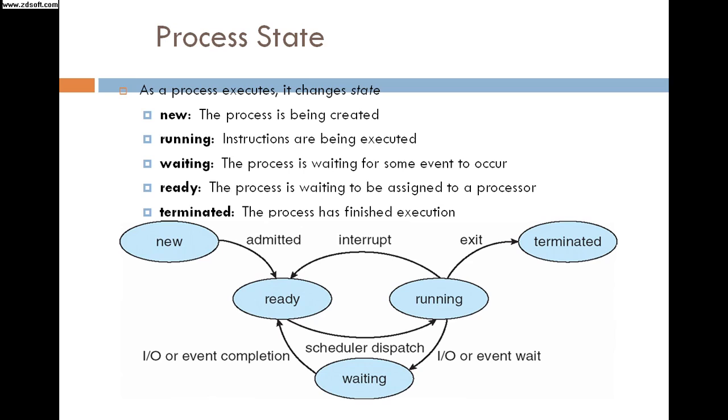With the help of the scheduler and dispatcher module, the process is picked from the ready state and executed by the CPU. In between, if any hardware or software interrupt occurs, the process is again put into the ready state. Once its turn is given, the process continues its execution and finally it gets terminated.